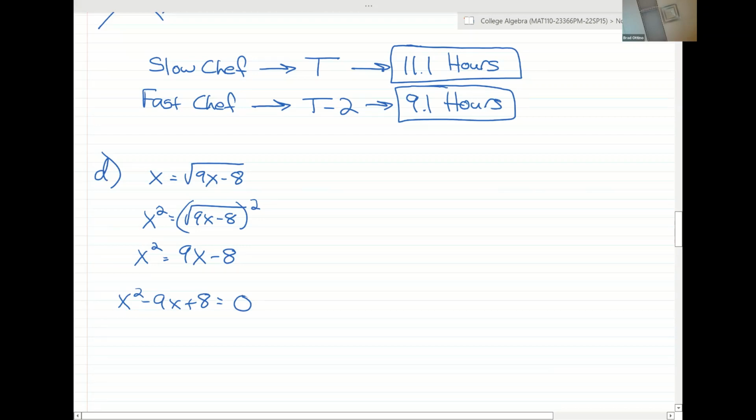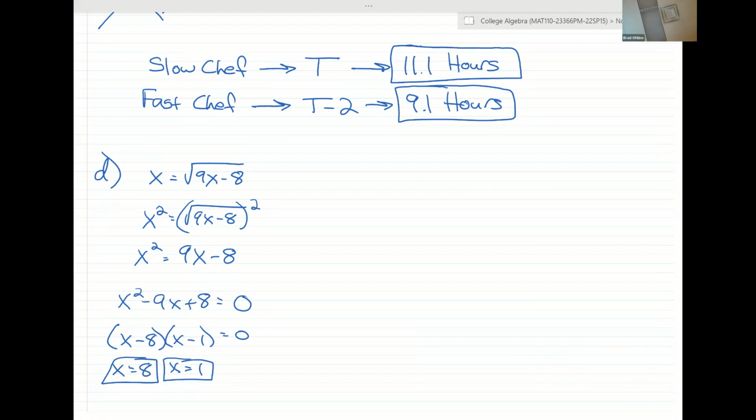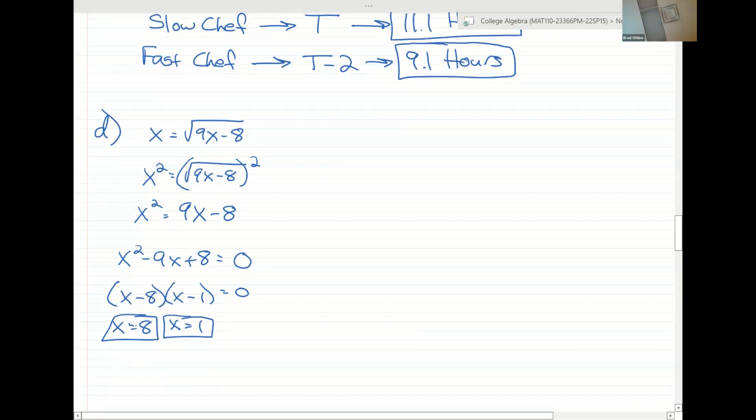And this is an easy problem, especially compared with the word problems. This will just factor to be x minus 8 times x minus 1. We get x is 8 and x is 1. That's it. So if we just check these numbers, plug in 8, we're not going to get a negative, so that's fine. If you plug in 1, you're not going to get a negative. Both of those after checking are fine.